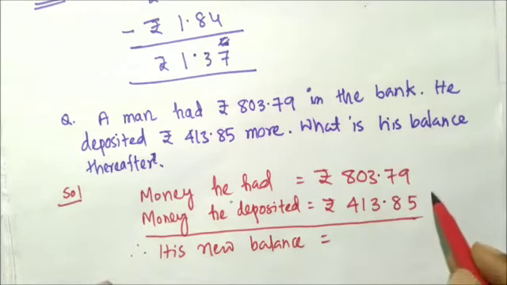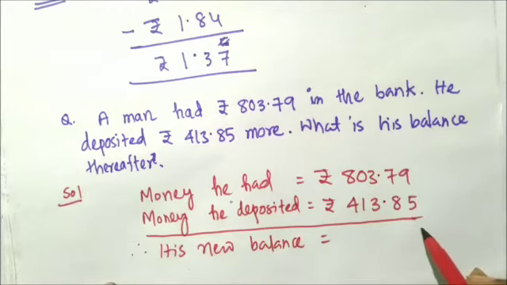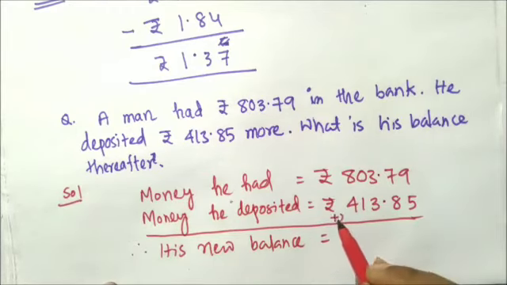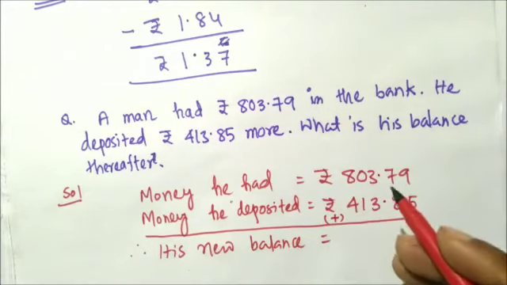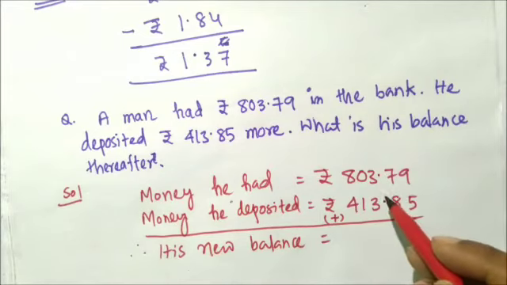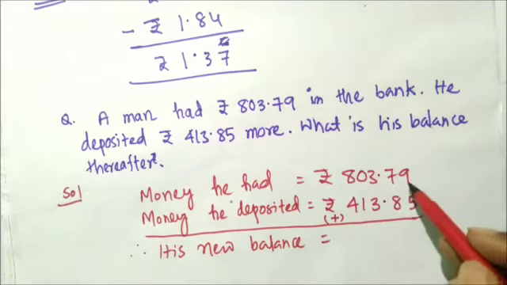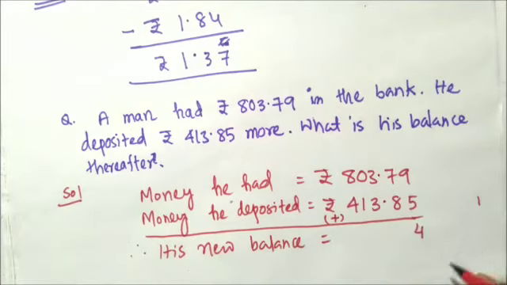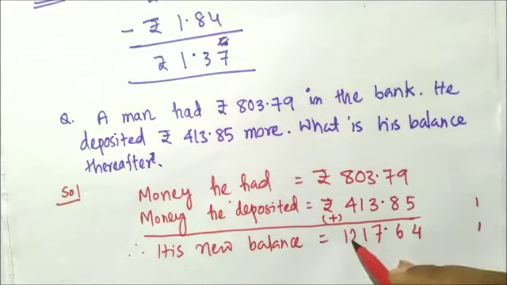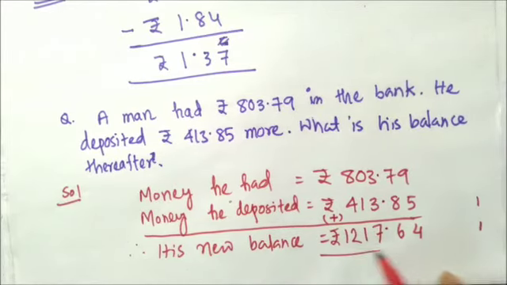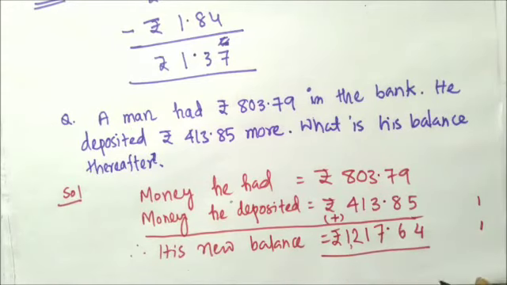Now we will add this. 9 plus 5 is what? Definitely it is plus, because he is not withdrawing, he is depositing money in his bank account. Again he adds some money to the bank account. 9 plus 5 is 14, 4 carry 1. 8 plus 7 is 15, 15 plus 1 is 16, 6 carry 1. Point. 3 plus 3 is 6, 6 plus 1 is 7. 1, 8 plus 4 is 12. So rupees 1217.64. 64 means 64 paisa.